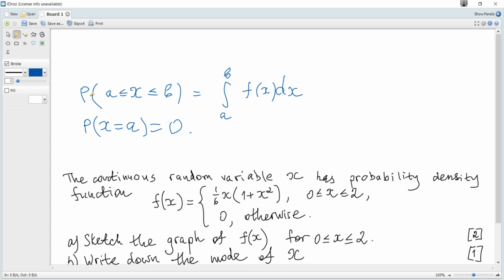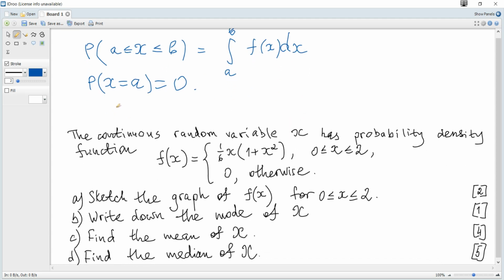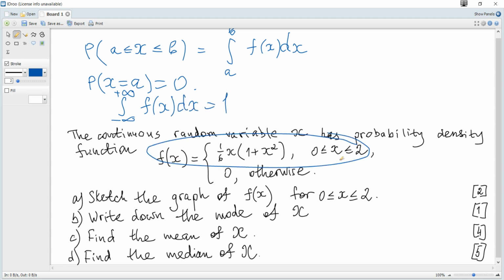So if you need, for example, the probability that x is greater than a and less than b, it will be the same integral. Or, for example, the probability that x is greater or equal than a and less than b, it's also the same integral. And we know that total probability is 1, and here it becomes the integral from negative infinity to plus infinity, over all possible values of x, of f of x dx is 1. For example, for this problem, it becomes the integral from 0 to 2. This function is 1.